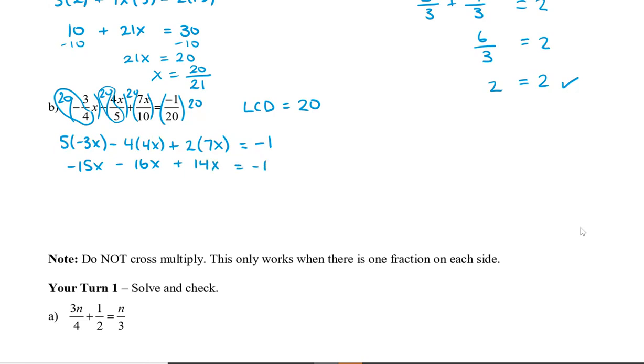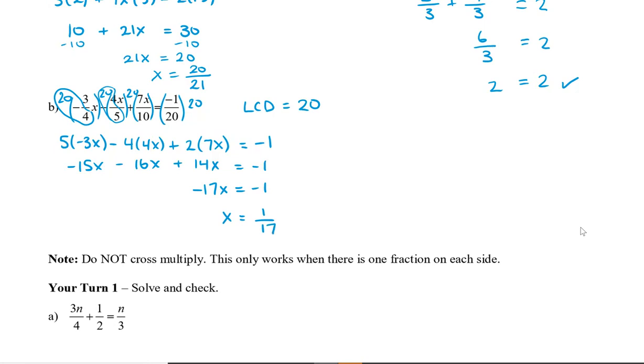So on my left side, negative 15x minus 16x is negative 31x, plus 14x is negative 17x, equals negative 1. And then divide both sides by negative 17. So x equals 1 over 17.